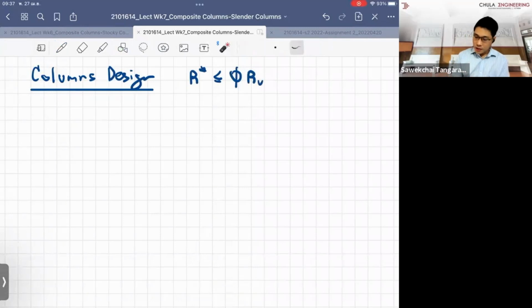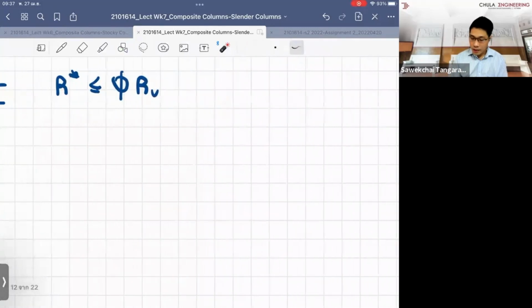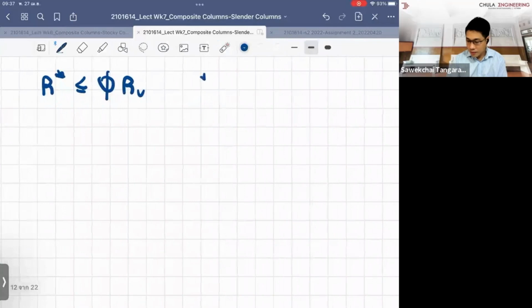So what has happened? In any of the limit state designs, they say that this equation is used to check the strength capacity of any member that you're looking at.